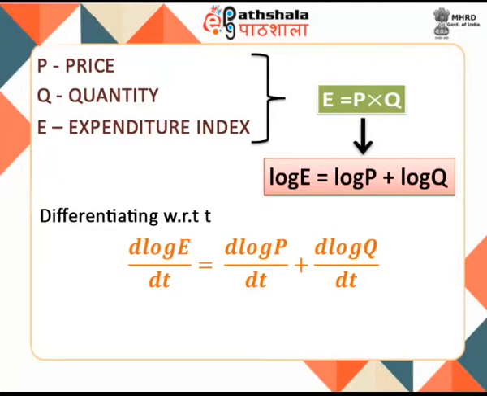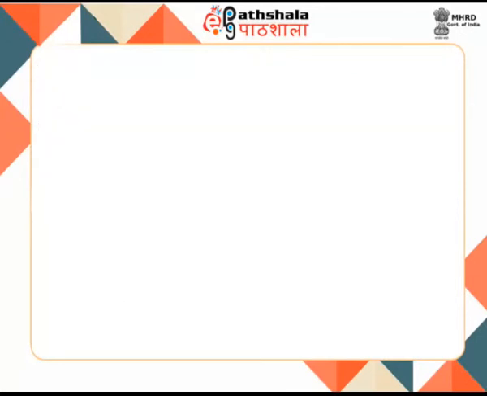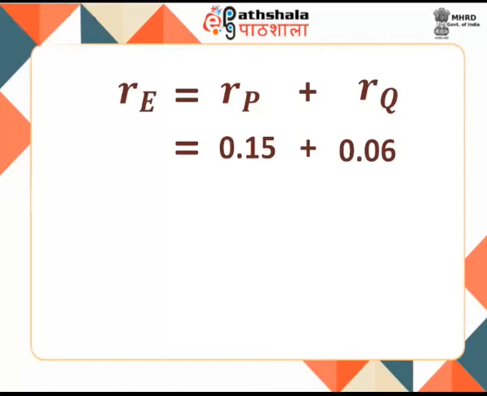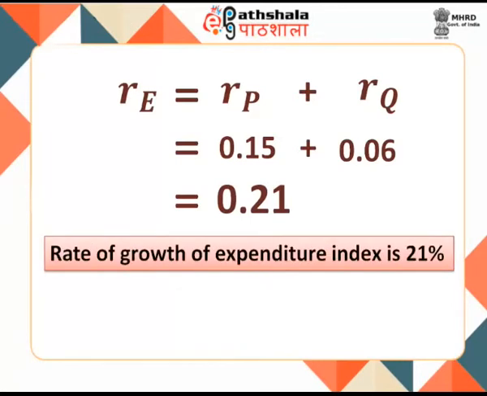Let us denote d log E by dt, the rate of growth of E, by Re. Similarly, we denote d log P by dt as Rp and d log Q by dt as Rq. Then we can write Re equal to Rp plus Rq equal to 0.15 plus 0.06 equal to 0.21. Hence, the rate of growth of expenditure index is 21%.